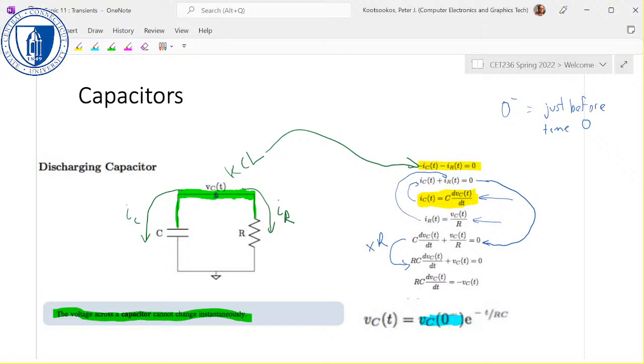And then I can just bring VC to the other side. But in any case, even at that second last one, I hope you can see that that is a first order differential equation, right? It's got a derivative in it. It's only a derivative, it's not a second derivative. And it's got the actual quantity itself, VC. So it's a first order differential equation.